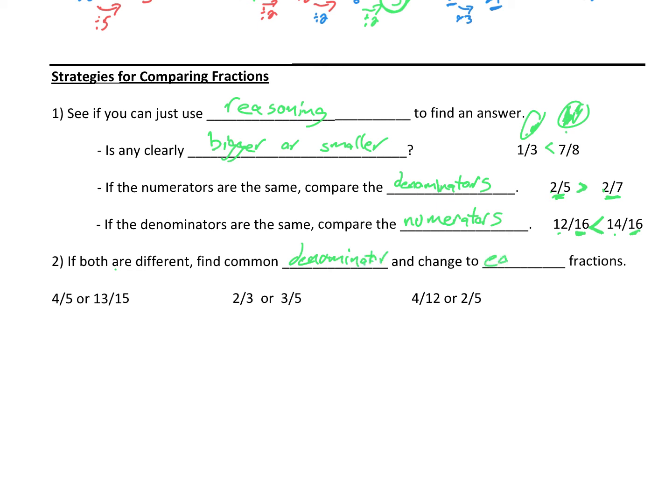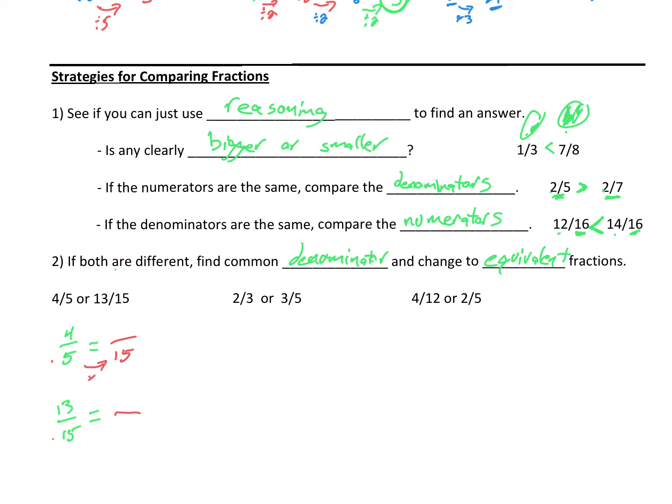Second, if both denominators are different, find a common denominator and change them to equivalent fractions. A lot of times you'll see me write the numbers vertically instead of horizontally because I think it's easier to see, especially with equivalent fractions. So 4/5 or 13/15, nothing just clearly stands out as being bigger or smaller. Different numerators, different denominators. So what is a common denominator we could use? Here we have 5, here we have 15. I could multiply them and get to 75. Let's use 15 as my common denominator.